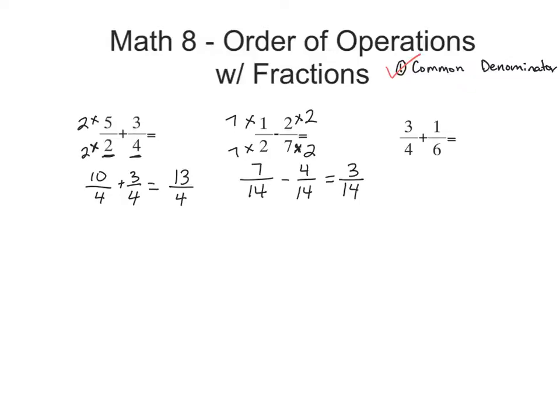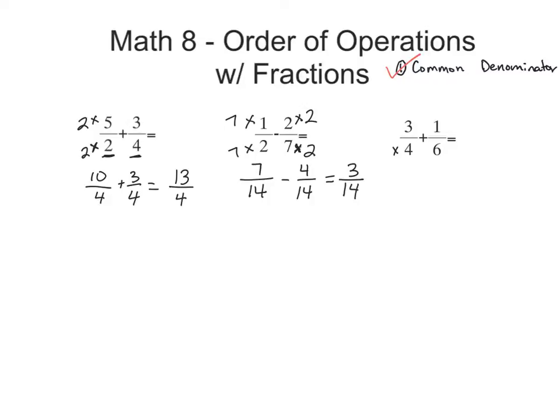Now our last one. Here we have 3/4 plus 1/6. We could find the common denominator like we did before just by multiplying the two denominators together. So 4 times 6 is 24. But in this case, there's actually a simpler number that both of them go into. 12 is evenly divisible by 4, and 12 is also evenly divisible by 6. So that could be our common denominator.